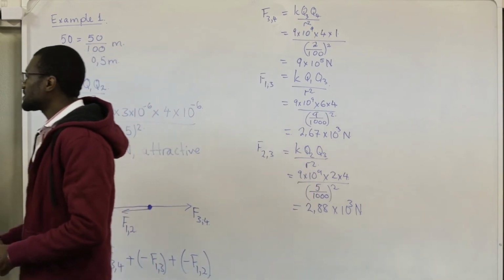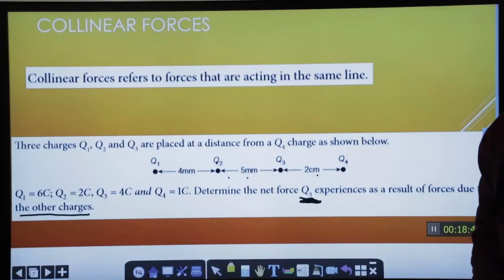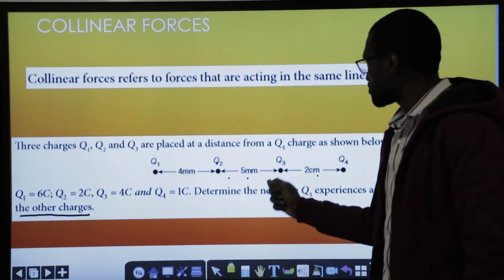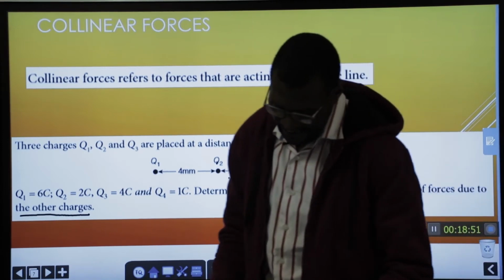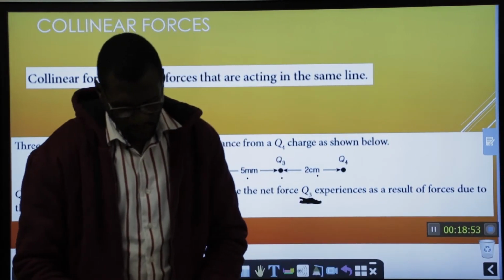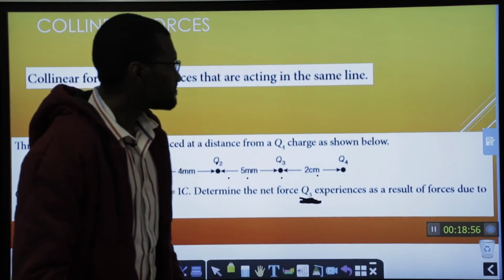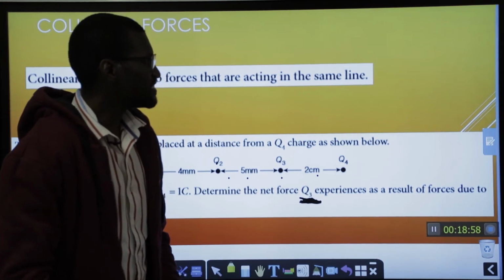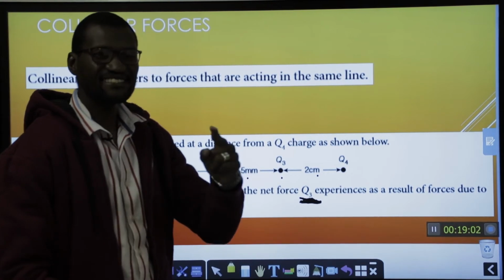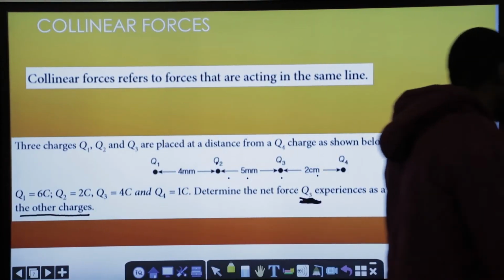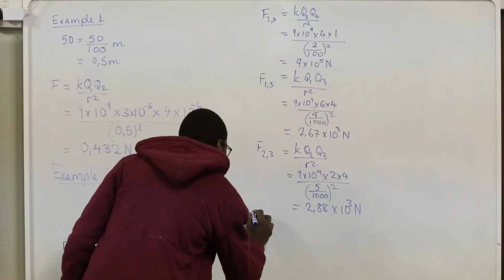Now that we've found the different forces that are acting on Q3, what do you think we have to do in order to find now the F net? What are we going to do? Think about it. Look at what we have just done. Yes, we are going to add them up together to calculate the F net.